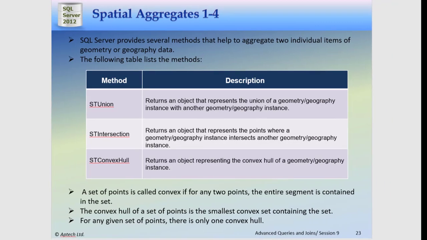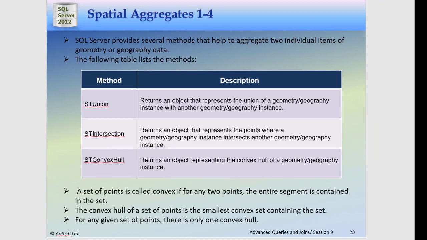We move on. Spatial aggregates. Now, SQL Server provides several methods that help to aggregate individual items of geometry or geography data, and the following table lists the methods. We have the ST union, which returns an object that represents the union of a geometry or geography instance with another geometry or geography instance. ST intersection returns an object that represents the points where a geometry or geography instance intersects another geometry or geography instance.